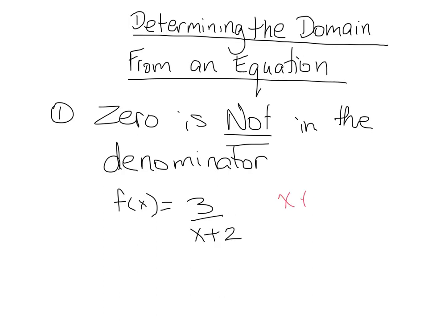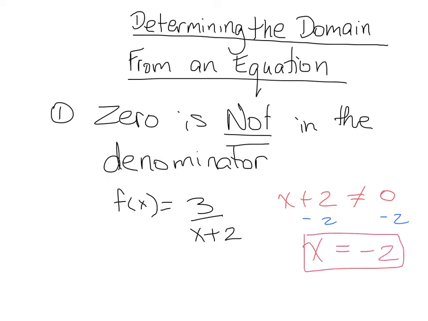So that's our domain, but let me just show the work just in case you missed that. x plus 2 cannot be equal to 0, and solving this is just like solving an equation. So I can just go ahead and take 2 from both sides, and we get that x is not equal to negative 2. So that's one of our two rules of the domain. The other rule, let's turn the page.